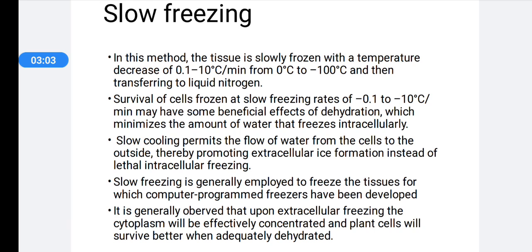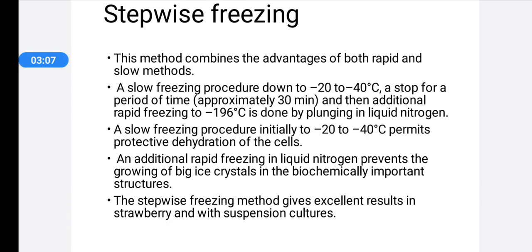they are adequately dehydrated. The stepwise freezing is actually a combination of rapid and slow methods. The slow freezing procedure, to about minus 20 degrees Celsius to minus 40 degrees Celsius, is done, and then it is stopped for a period of time. For approximately 30 minutes we will stop the freezing, and then additional rapid freezing to minus 196 degrees Celsius is done by plunging into liquid nitrogen.